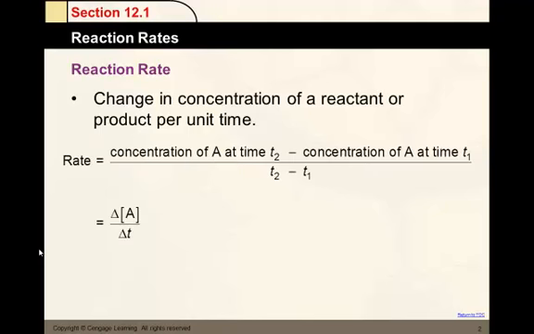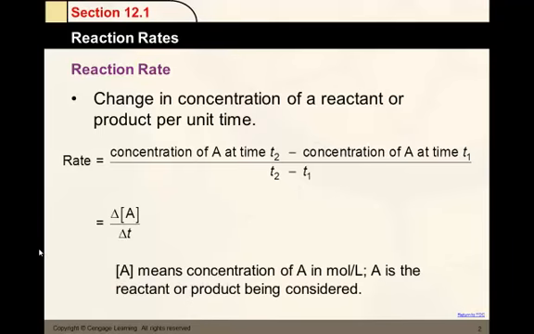If you wanted to look at it mathematically, you could look at this formula. Rate essentially is change in concentration over change in time. Concentration of A means concentration of A in moles per liter, in other words, molarity. A is the reactant or product being considered. Sometimes we talk about rate of products being formed or rate of reactants being lost.